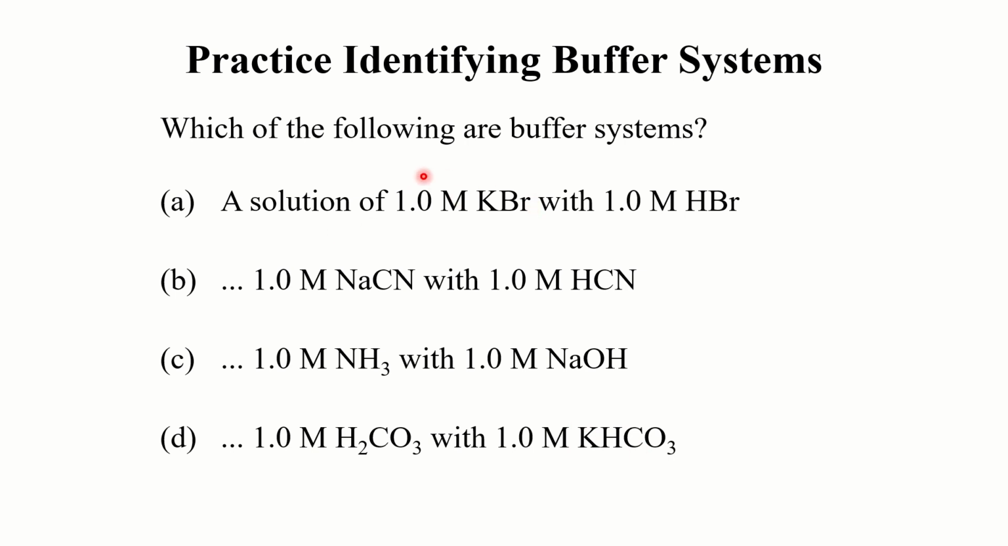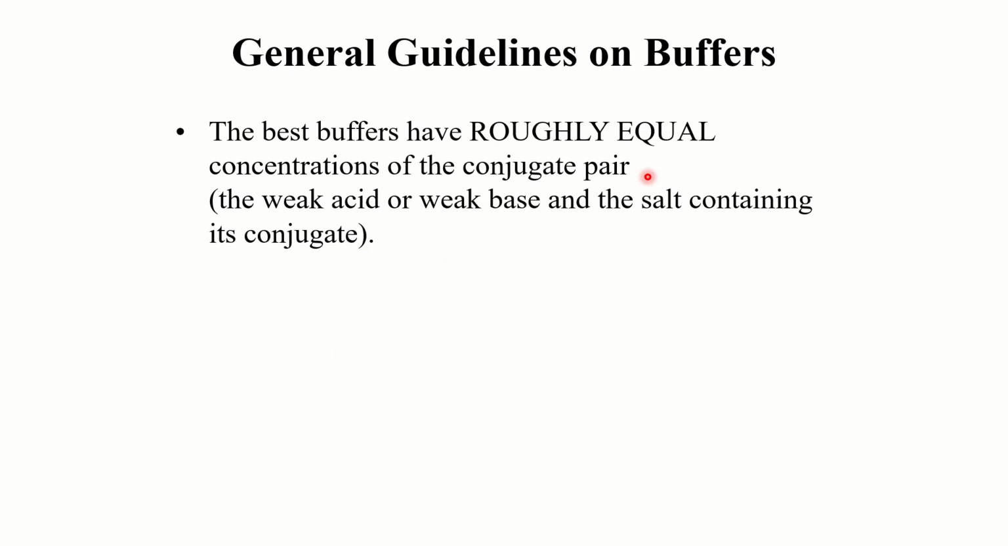Letter A is not a buffer because, while we do have an acid with its conjugate base, HBr, hydrobromic acid, is a strong acid. Letter C is not a buffer. While we do have a weak base, this is a strong base. So if we had, let's say, NH4Cl, then letter C would qualify as a buffer. But because we do not have, in this case, the conjugate acid to go with this weak base, it is not a buffer.